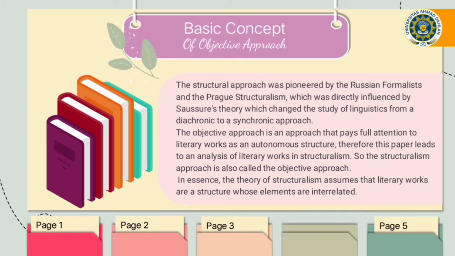Therefore, this paper leads to an analysis of literary works. In essence, the theory of structuralism assumes that literary works are a structure whose elements are interrelated, so that the elements do not have meaning by themselves. Their meaning is determined by the interrelationship with other elements so as to form the totality of meaning. The aim is to describe as accurately as possible the interrelationship of all elements of a literary work together so as to produce the meaning of a literary work as a whole.